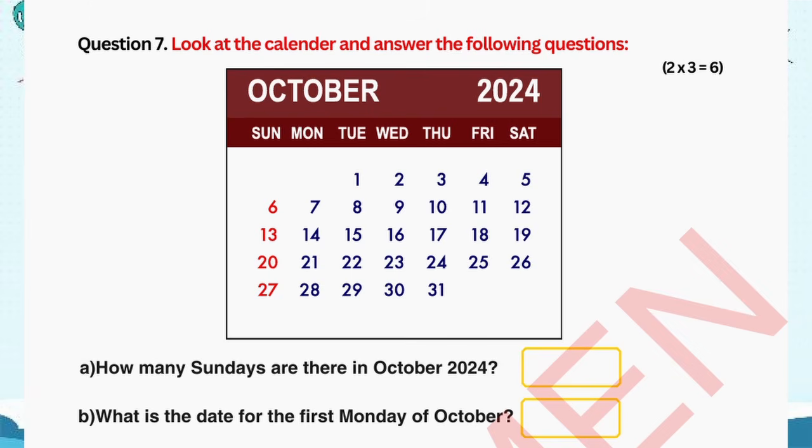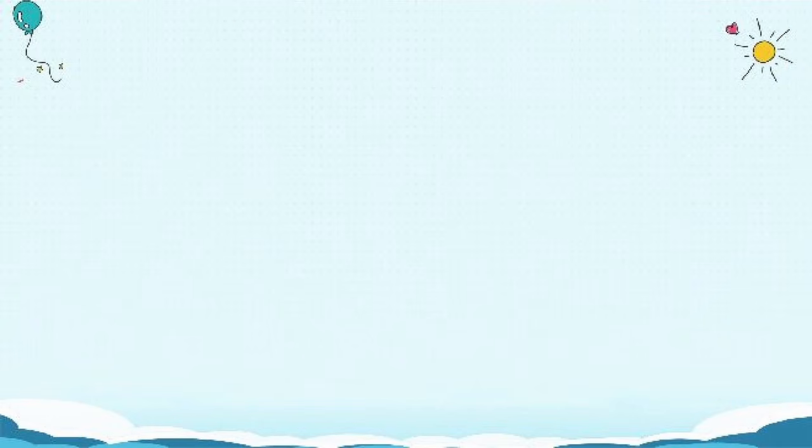Question 7. Look at the calendar and answer the following questions. A. How many Sundays are there in October 2024? B. What is the date for the first Monday of October? For question A, there are 4 Sundays in October 2024. For question B, the date for the first Monday of October is the 7th.